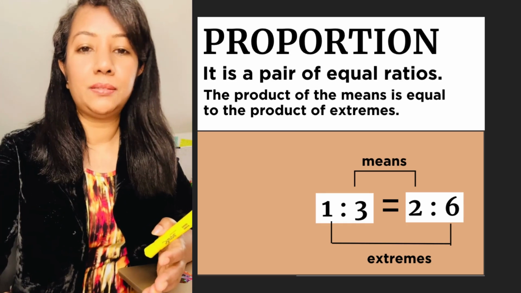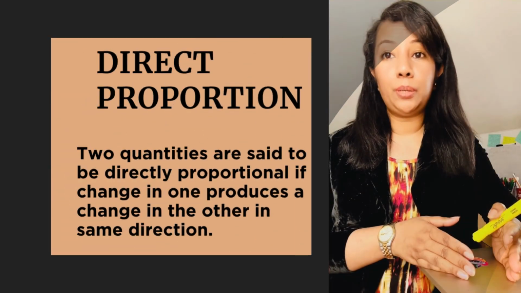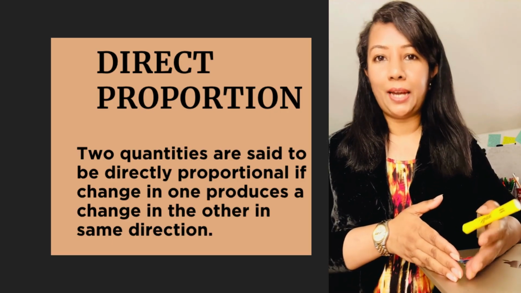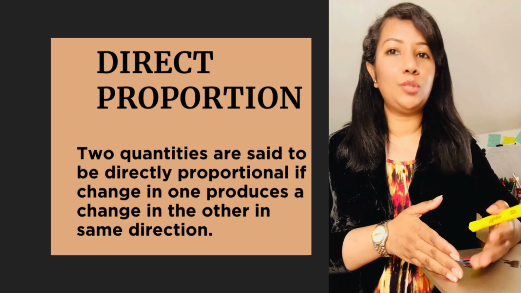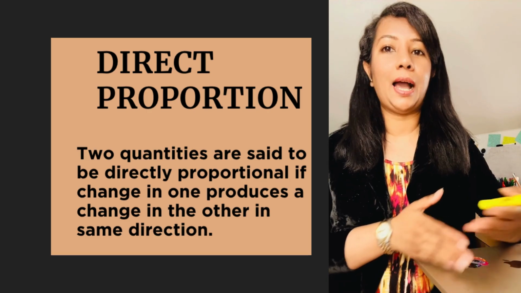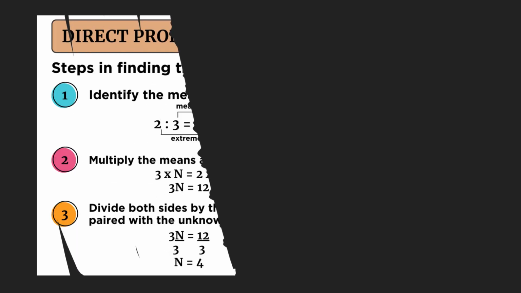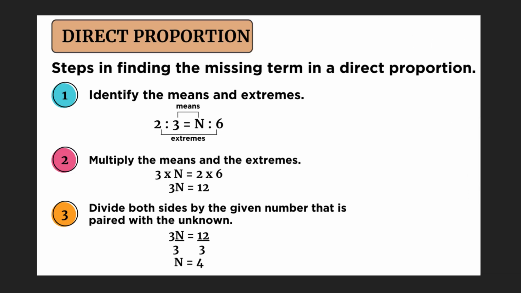All right, now I'm going to talk about direct proportion. Two quantities are said to be directly proportional if the change in one produces a change in the other in the same direction. Steps in finding the missing term in a direct proportion: identify the means and extremes, multiply the means and extremes, and divide both sides by the given number that is paired with the unknown.